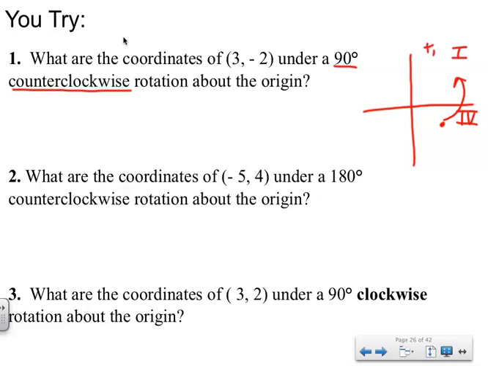I know the 1st quadrant is positive, positive, so I know my signs should be positive. But I need to flip my signs. So I need to flip the order there and then make everything positive. So the new point would be 2, 3. Okay, so why don't you try 2 and 3 now on your own, press pause, and we'll go over them.